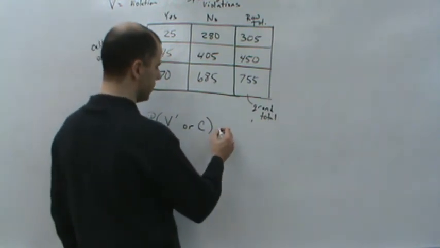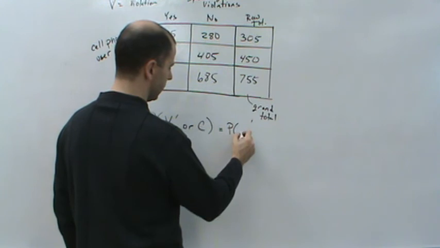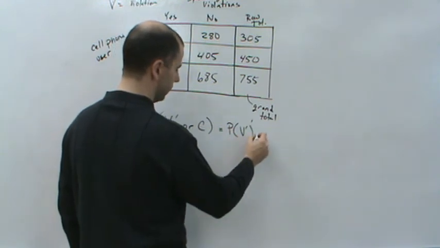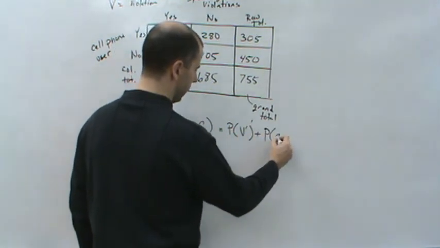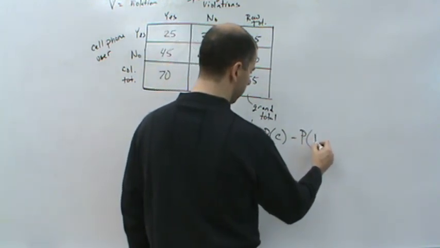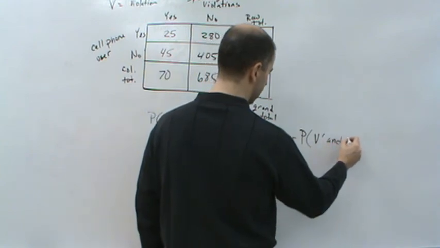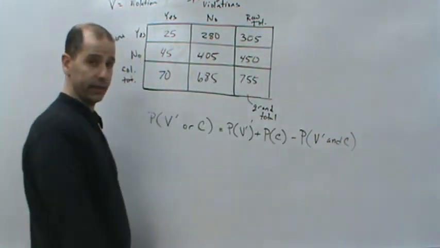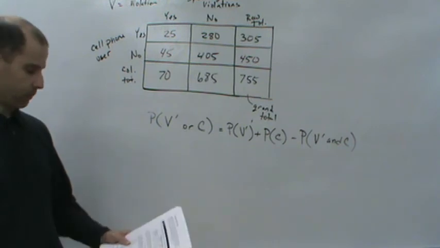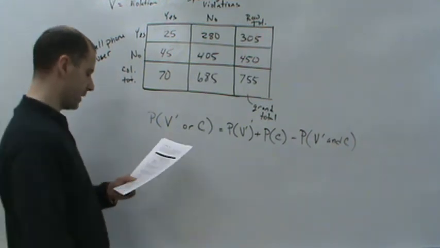So we're going to have to use the general addition rule, right? So it's going to be the probability of not V plus the probability of C minus the probability of both, not V and C. Well, did we already calculate these? Yes, in parts A, B, and C, right? So now let's just put it together.